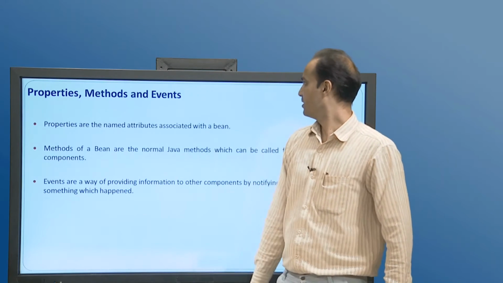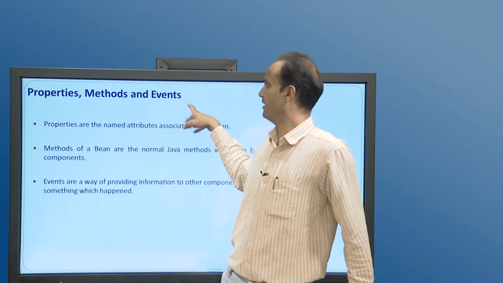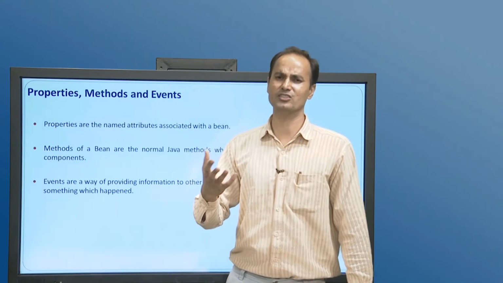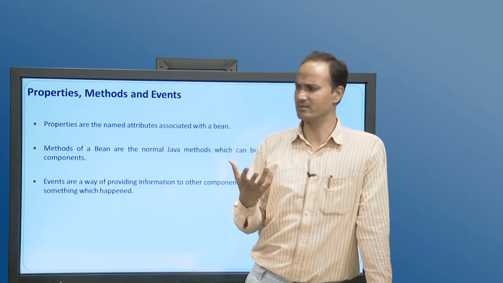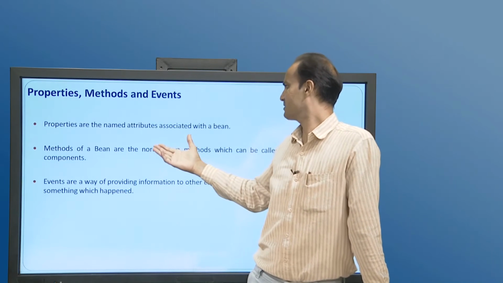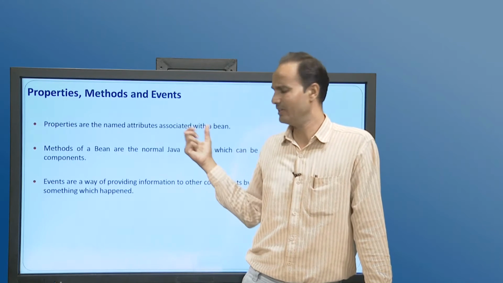Then the most important points about a bean are properties, methods, and events. So what are properties? They are attributes which reflect its behavior and appearance. Then methods are simply the methods we write in a Java program to handle the bean mechanism.